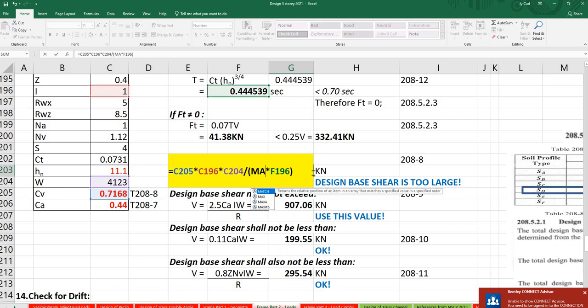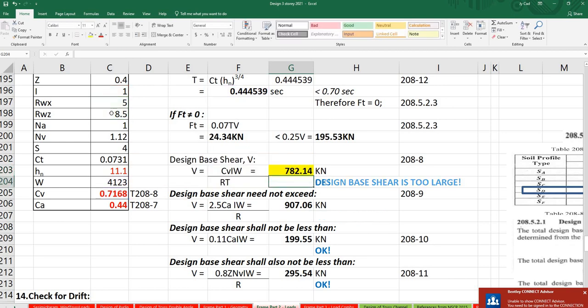So this is maximum of these two R values and then enter. Yan. Okay, so 782.14. Ito yung pinili niya. Yan, see? So, pipiliin niya ngayon yung mas malaking value. Okay, guys, so yun ang if in case iba ang R value mo, piliin mo ngayon yung magproproduce ng maliit na base shear para safe ka.